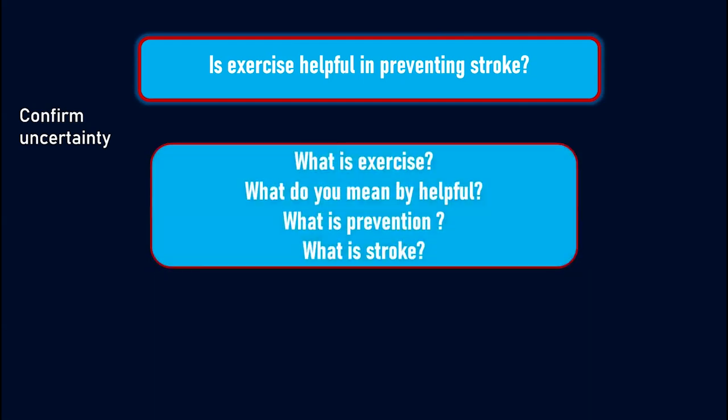These are the aspects you have to operationalize. What do you mean by exercise? Is it swimming? Is it running? Is it lifting weights? Another is what do you mean by being helpful? Another is what is prevention? There may be many interpretations of prevention, and there are different forms and severity of stroke. Unless you operationalize all these and you add time to it, only then does it become a good research question.